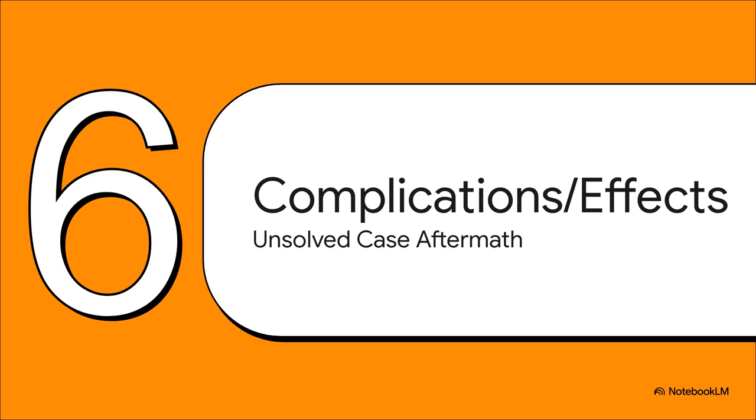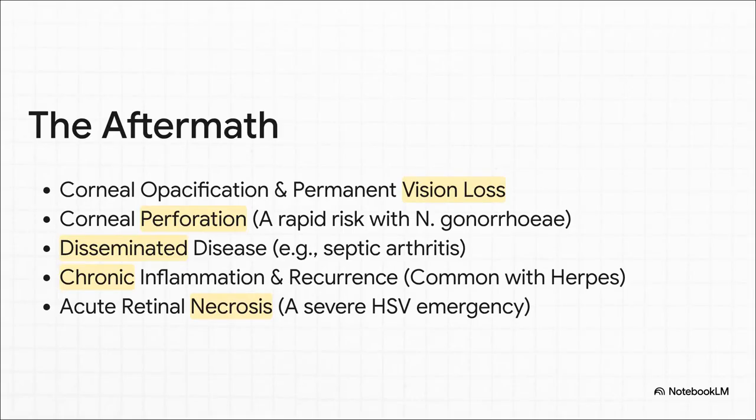This is where we look at the severe and sometimes truly devastating consequences that can happen if a case of infectious keratitis isn't handled correctly and quickly. The stakes here are incredibly high. We're talking about complications ranging from corneal scarring and permanent vision loss all the way to corneal perforation, which can happen alarmingly fast with gonococcal keratitis.